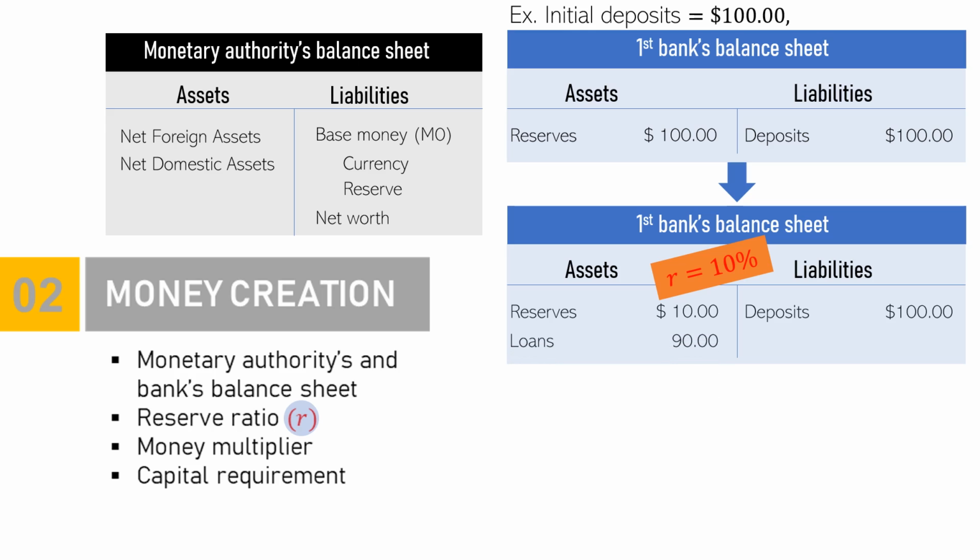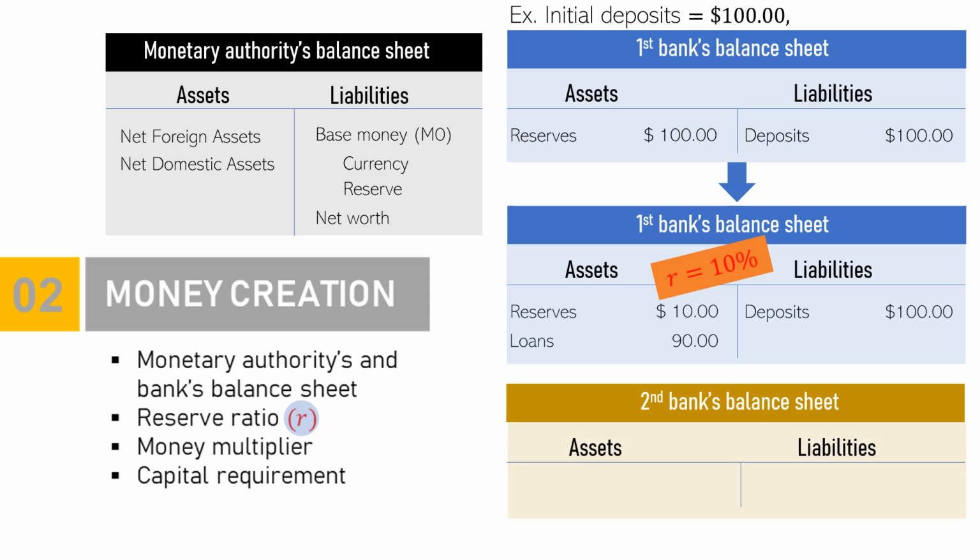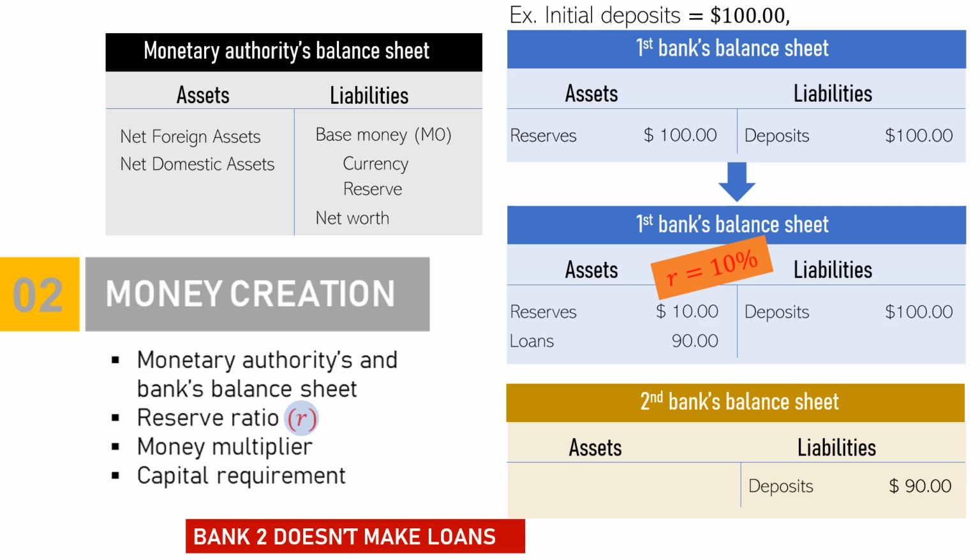Now look at the second bank's balance sheet. If the $90 loan received by borrowers from the first bank is put in Bank 2, then Bank 2 receives $90 in deposits. What will happen if the second bank doesn't loan out its deposit? If Bank 2 doesn't make loans, then its deposit would be exactly the same as its reserve, which is $90.